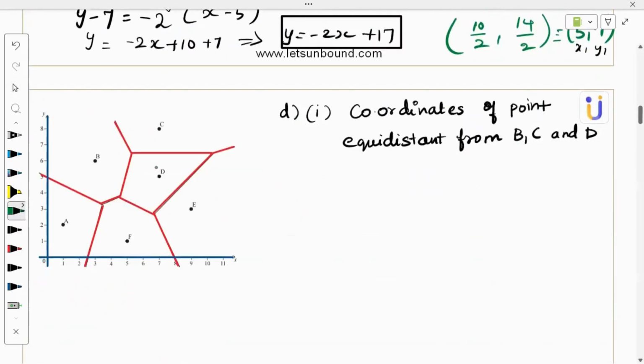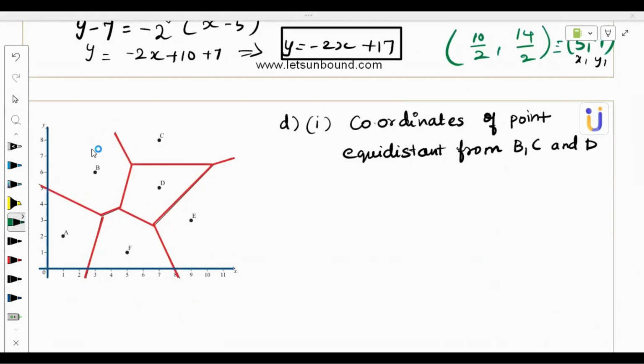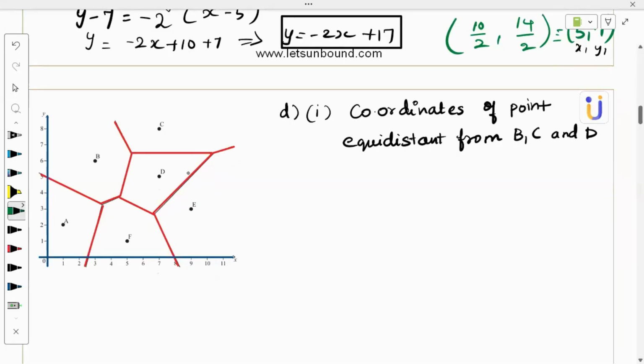Now, the next part is, hence find the coordinates of the point which is of equal distance from B, C and D. So I already found the equation for CD, perpendicular bisector of this we did, perpendicular bisector of BC, this is also a perpendicular bisector. This also we found, correct? Coordinates of a point equidistant from B, C and D.